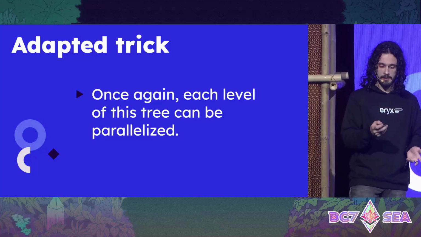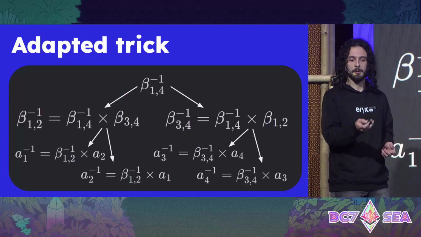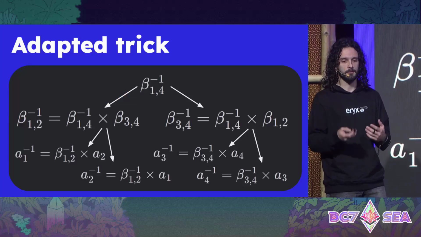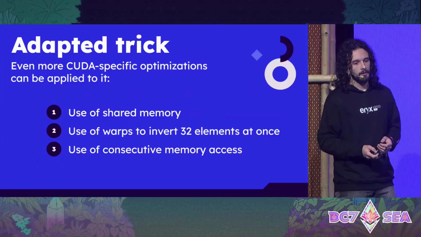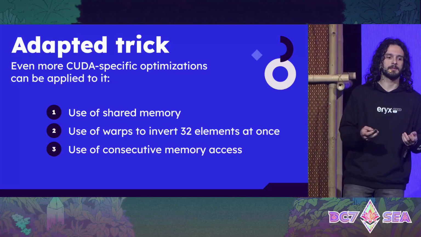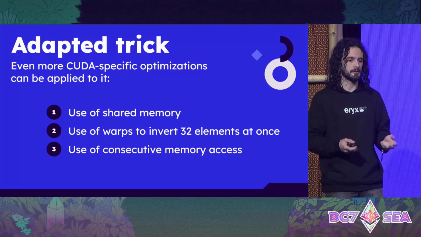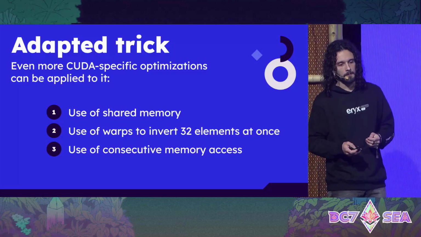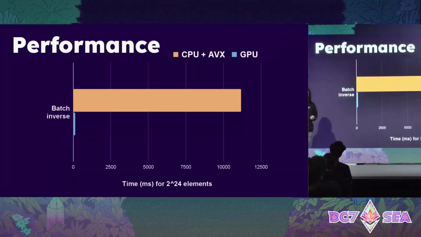So once again, this same tree that I showed you here can be parallelized the same way as the previous one. Now, apart from parallelizing it this way, one can optimize it further with CUDA-specific or architecture-specific optimizations. But even then, you can see the difference.